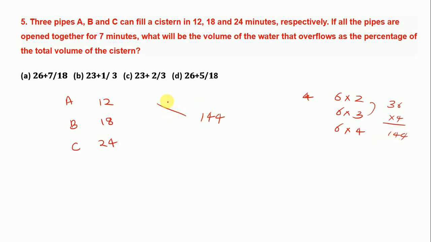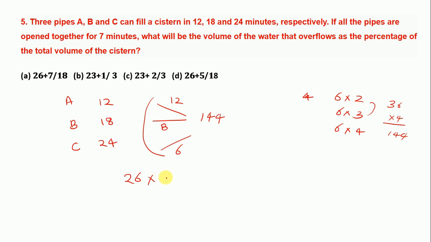Efficiency of A will be 12. Efficiency of B will be 144 by 18, which is 8, and it will be 6 for C. So efficiency of A is equal to 12. Efficiency of B is equal to 8. Efficiency of C is equal to 6. If all the pipes are opened for 7 minutes, effective efficiency will be 12 plus 8 plus 6 is equal to 26.